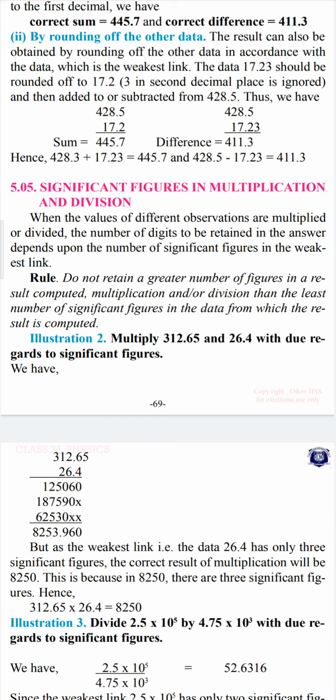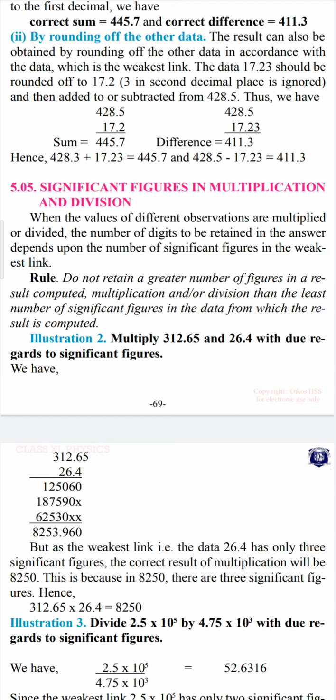5.05 Significant figures in multiplication and division. When the values of different observations are multiplied or divided, the number of digits to be retained in the answer depends upon the number of significant figures in the weakest link. Rule: do not retain a greater number of figures in a result computed by multiplication and/or division than the least number of significant figures in the data from which the result is computed.